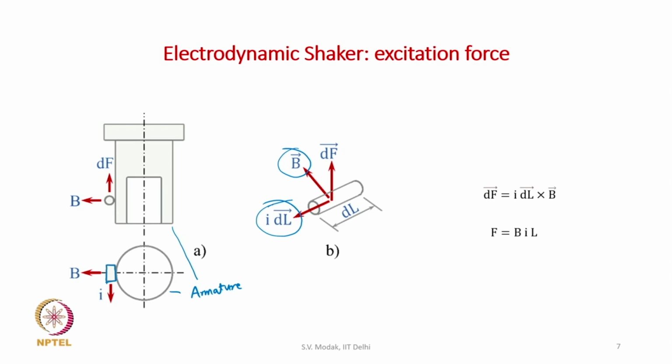If we integrate the force on this current element over the whole length of the coil, we get the total force acting on the coil. That is the force F equal to BIL newtons. This force F acts on the armature in the vertical direction like this, and the armature along with the coil will vibrate in the vertical direction under the action of this force. So this is how force is generated by an electrodynamic shaker, and it depends on the magnetic field strength, the current passing through the coil and the length of the coil.